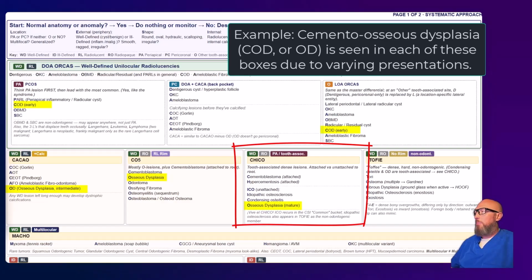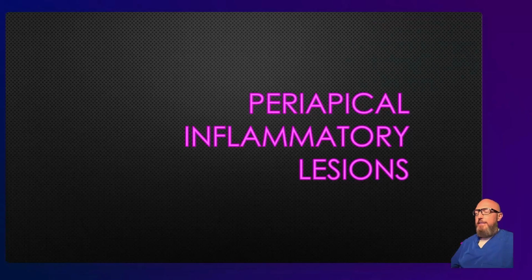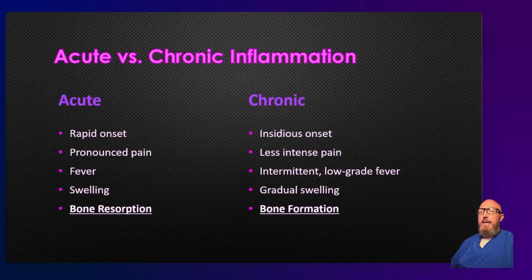And so back to our presentation here. And this is kind of the main topic for this video, periapical inflammatory lesions. The most common thing that you're going to see, and the thing that as dentists we really need to be able to diagnose. All right, I want to go through this really quick because it does pay off to know, at least at some level, the difference between acute and chronic inflammation.